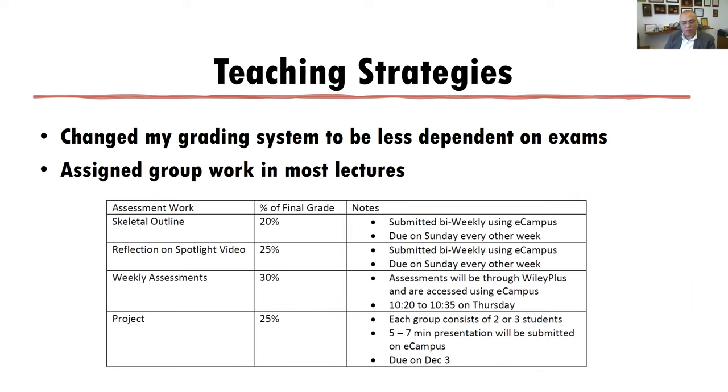Then I mentioned to you the concern about assessment. Typically, I would have maybe 30 to 40% of my class based on two midterms and a final exam. I got rid of all this. My grading became more about engagement, preparing outlines, and writing reflections. And by the way, these reflections are not writing. These were videos reflecting on the lecture. So each student has to prepare a 5-minute video bi-weekly reflecting on what we learned.